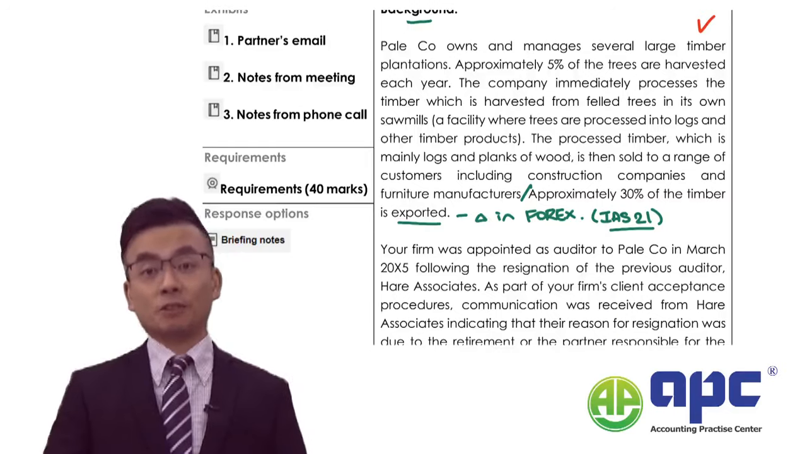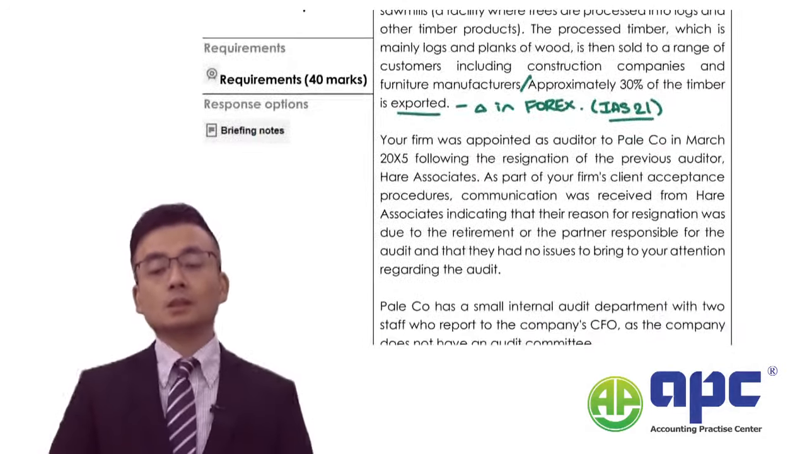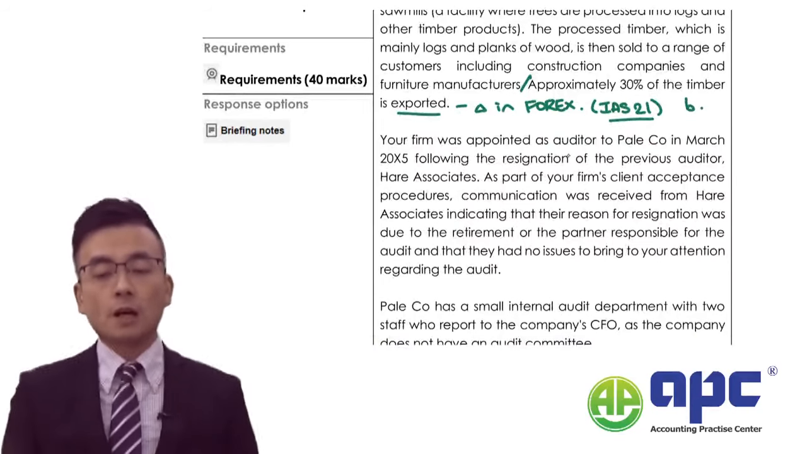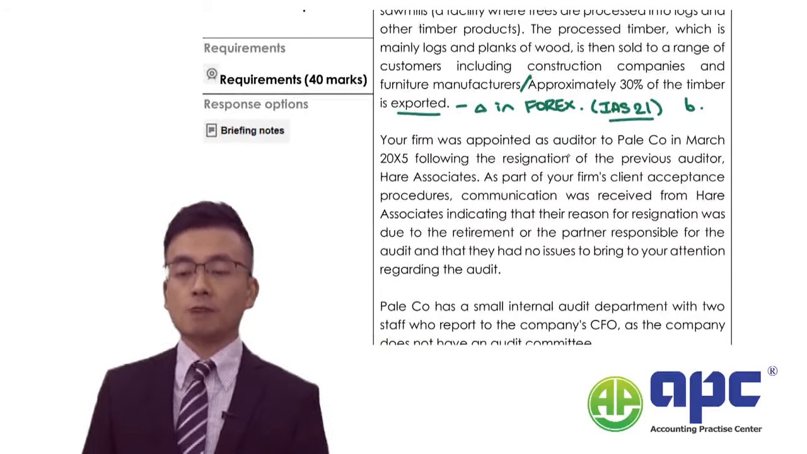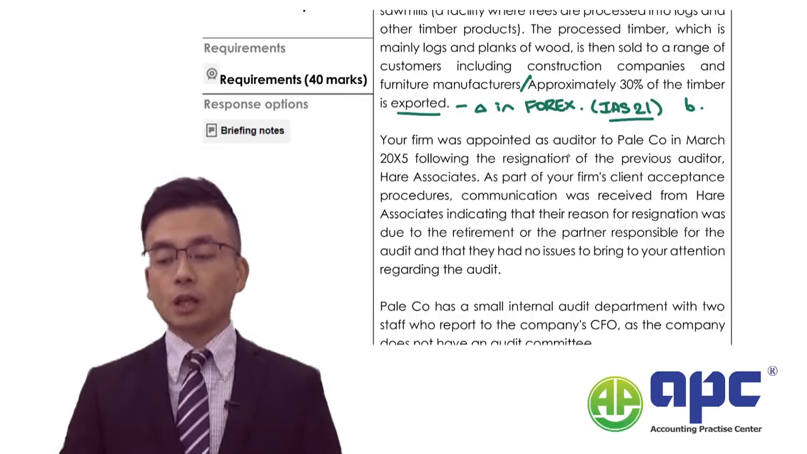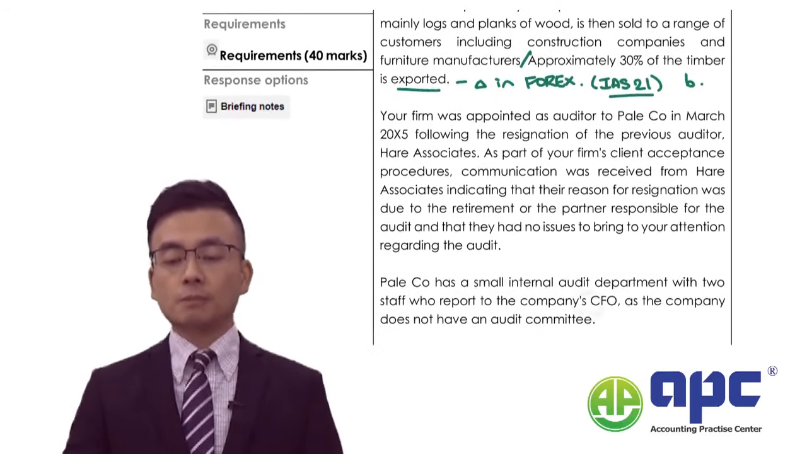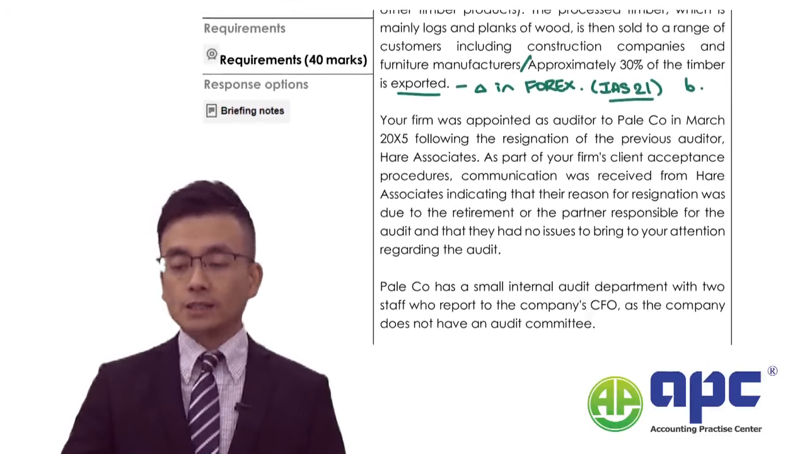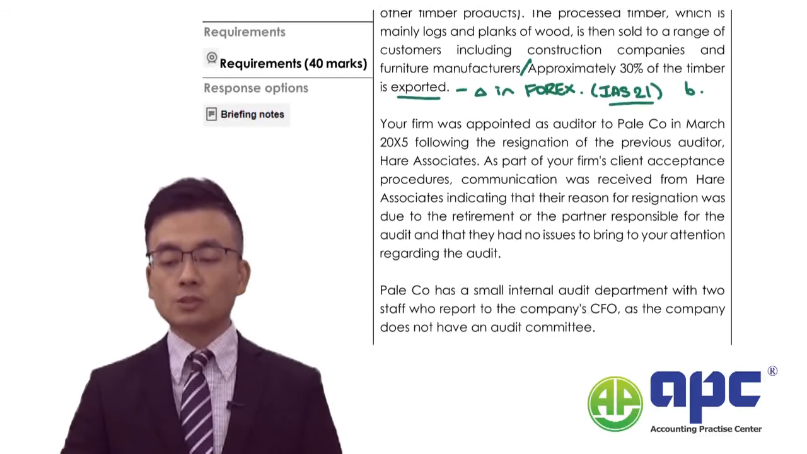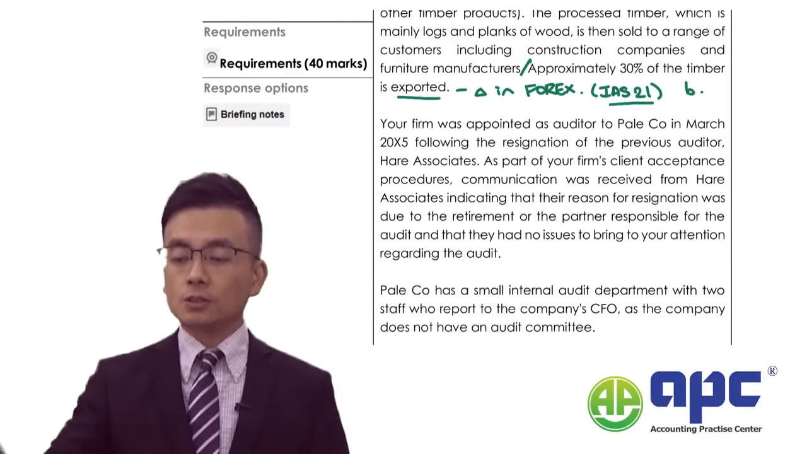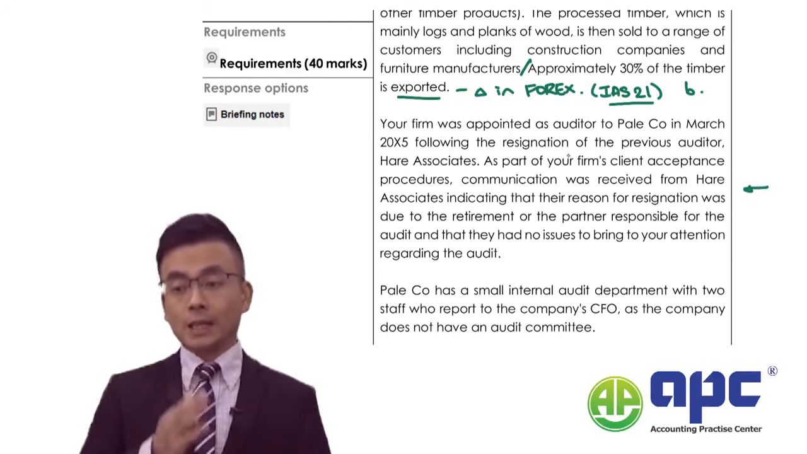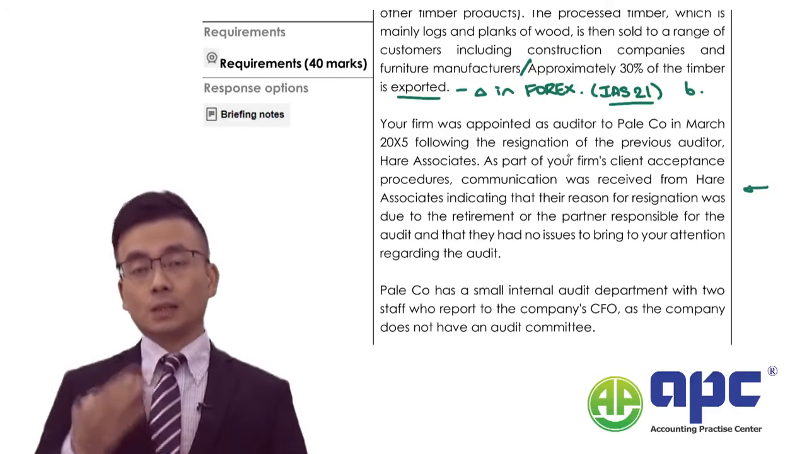Now, potential audit risk. If you can comment on that as the part B. Your firm was appointed as an auditor following the resignation of the previous auditor, Hay Associates. As part of your client acceptance procedures, communication was received from the predecessor auditor indicating the reason was due to the retirement of a partner responsible for audit. No issues to bring to your attention regarding the audit. This means that the professional clearance procedure has been perfectly done, and therefore you accept as an auditor and you plan the audit.